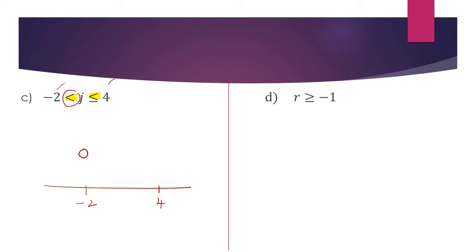Because the symbol is less than, so it's going to be an open point. Whereas this one over here, number 4, this one is less than or equals to, so it's going to be a closed point. So 4 will be a point that is closed, shaded in the middle. And j between -2 to 4 means that the numbers are between -2 and 4. So I just connect them with a straight line. This is how the number line will look like.